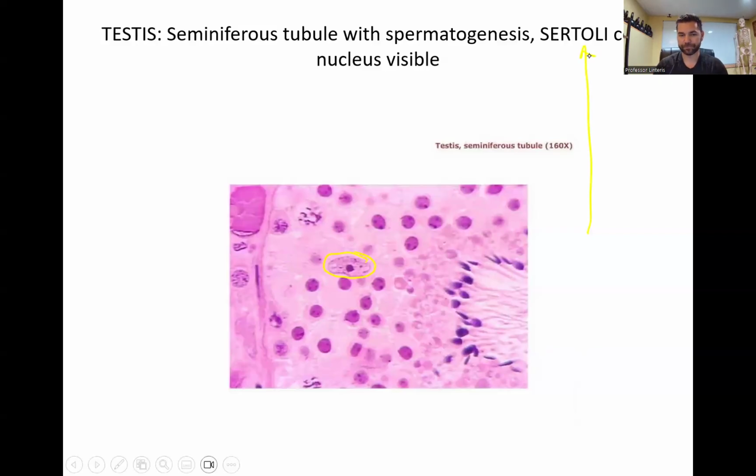Sertoli cell. That Sertoli cell is, we call it kind of like a nurse cell. You can see this sperm production occurring here, and then obviously sperm in the middle. It helps facilitate this process, nutrients, etc., and Sertoli cells are scattered throughout that seminiferous tubule to aid in that process.